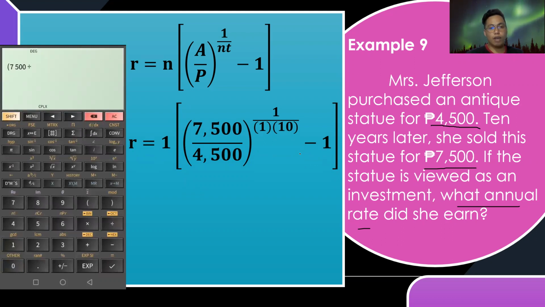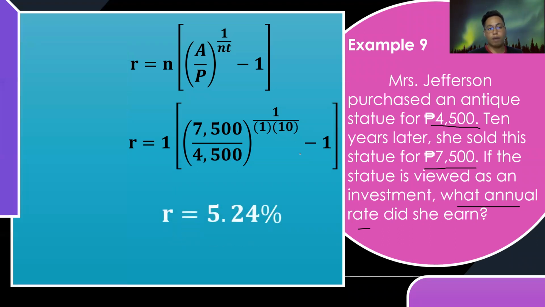7,500 divided by 4,500. There you go. And then you have to put the exponent of 1/10 actually. If you notice, I did not put the multiplier 1 anymore because it will just yield the same value. So 1 over 10, 1 divided by 10. And then group it again. There, you can have it, minus 1. It's already grouped. So the rate will be 0.0524, or in percent form, that is 5.24%. There.